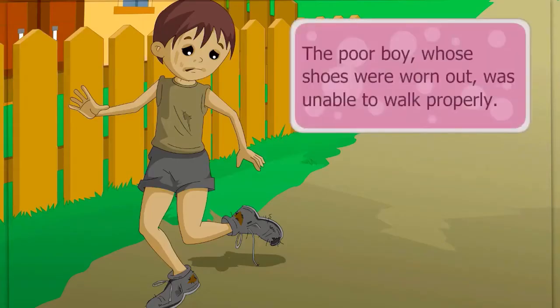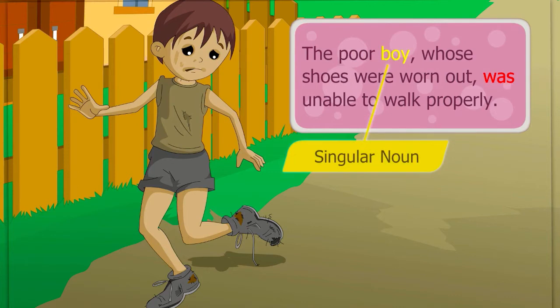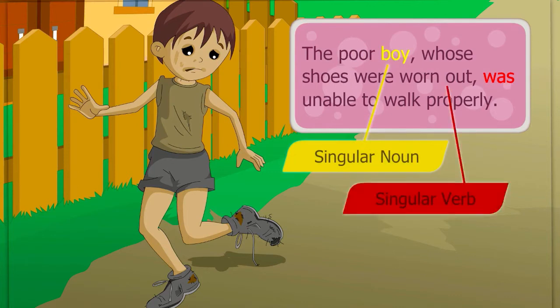Look at the sentence. The poor boy whose shoes were worn out was unable to walk properly. In this sentence, the main subject is the poor boy and the verb is was. Boy is a singular noun. It therefore needs a singular verb was. This is called subject-verb agreement.